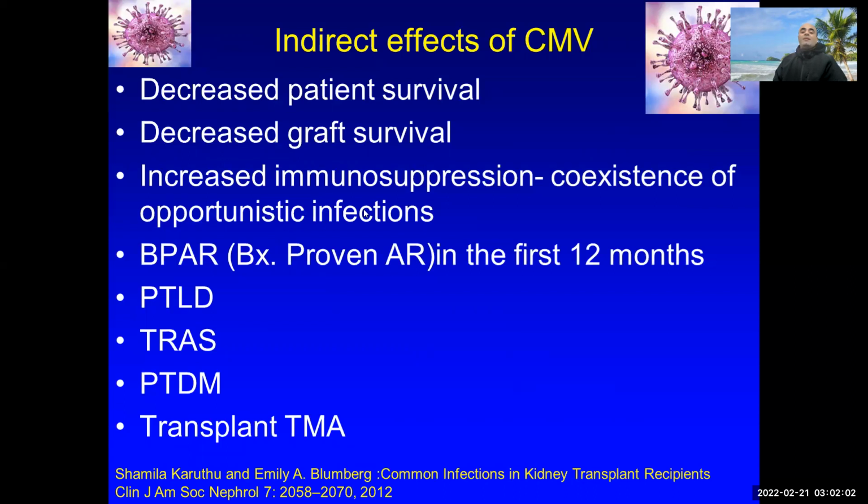Indirect effects of CMV: decreased patient survival and decreased graft survival. These are complications of CMV. It also increases immunosuppression or coexistence of opportunistic infection, and biopsy-proven acute rejection in the first 12 months. CMV is also a risk factor for PTLD, post-transplant lymphoproliferative disease, post-transplant diabetes, and transplant TMA, thrombotic microangiopathy.